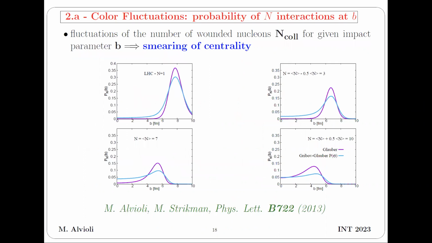One straightforward implication of fluctuations of the interaction strength of the projectile proton is a fluctuation of the number of wounded nucleons, the number of collisions for a given impact parameter. So this has an effect on centrality. There's a smearing of centrality, which I was referring to a few slides ago.